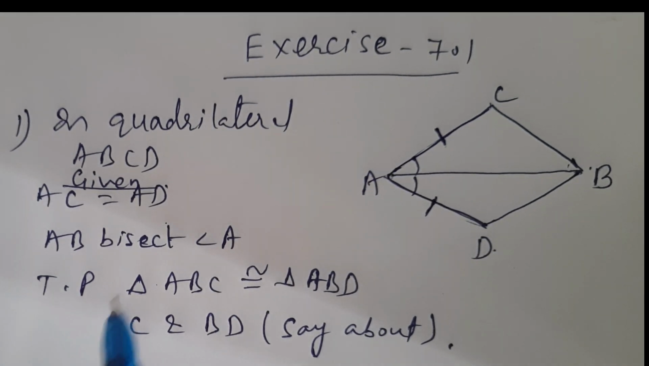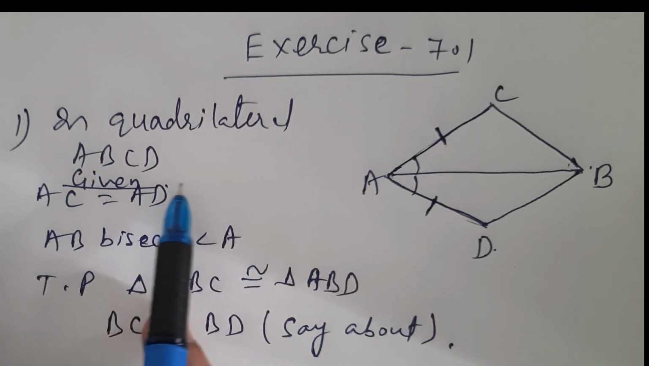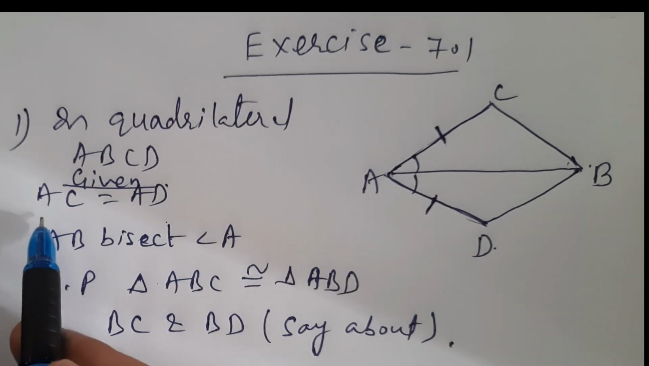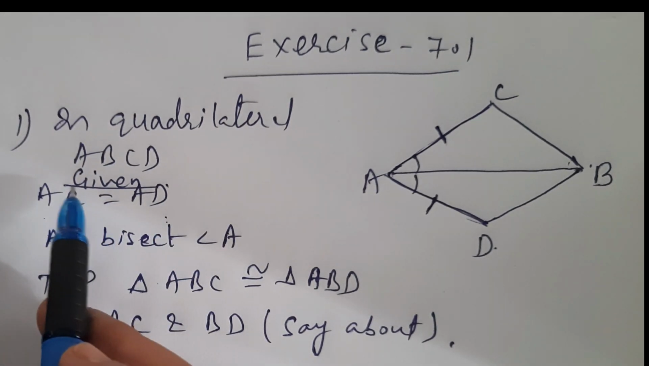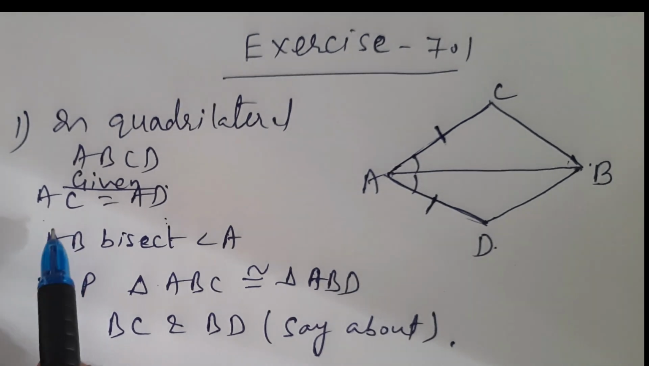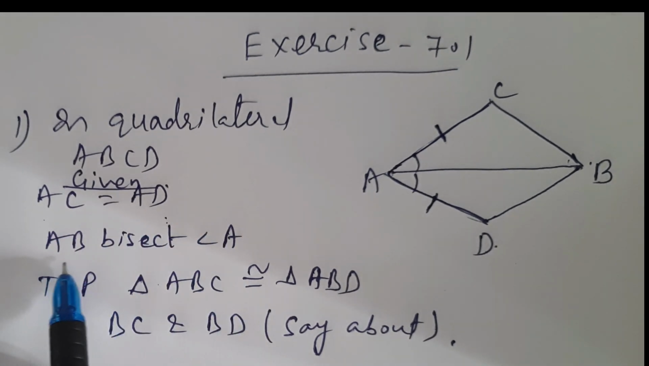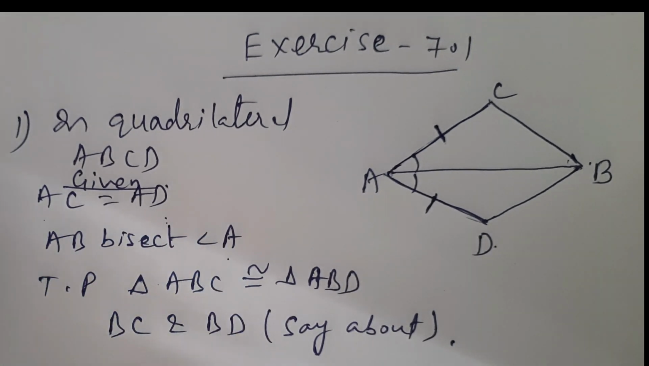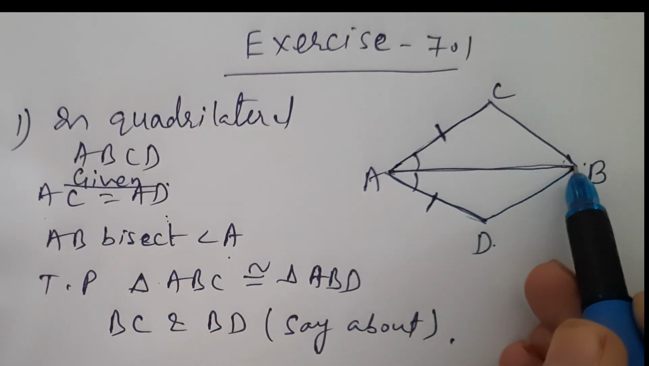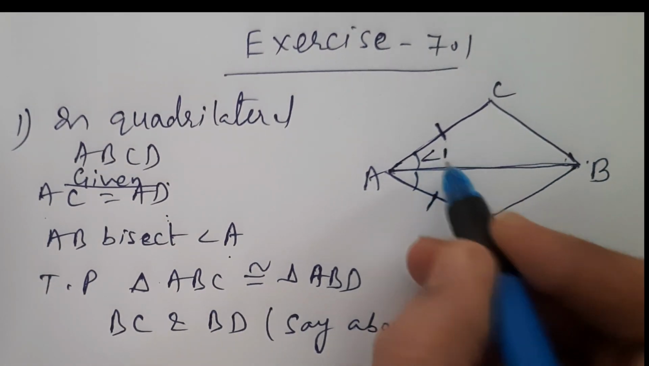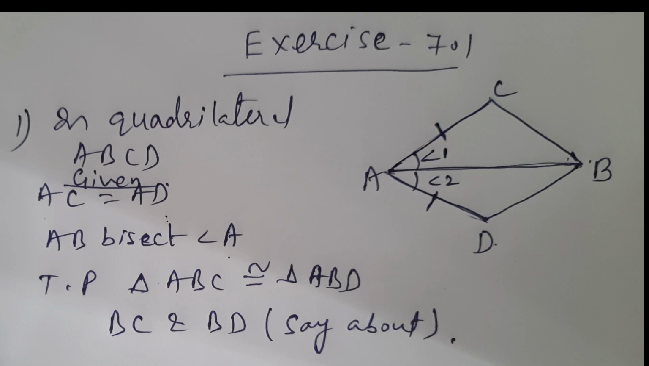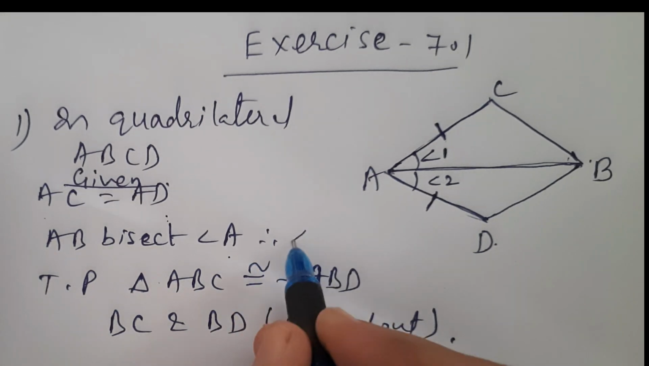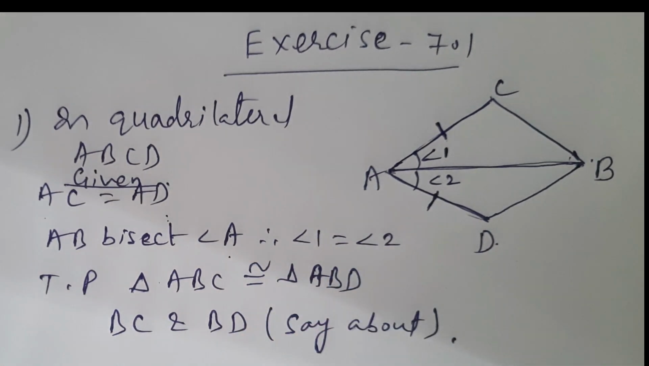to repeat. So in the question it was given ABCD is a quadrilateral and then AC and AD are equal. So in short you need to represent all. AC and AD are equal and AB bisects angle A. As it is given, this AB is bisecting angle A, so we can represent this as angle 1 and angle 2. Thus angle 1 is equal to angle 2.